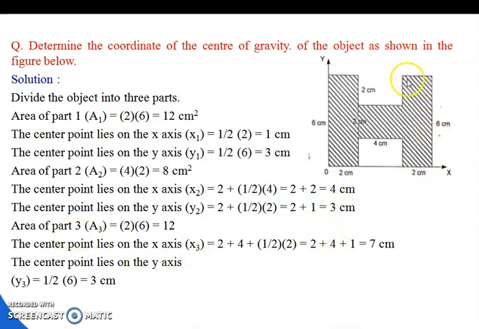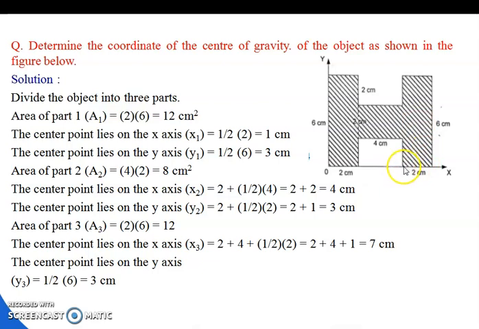Then the last part, that means this part. The area of the third part is similarly width into depth, so 2 cm into 6 cm, which is 12 cm². Then for the center point along the x-axis, we have to take the reference line, this line, and find out the center point.